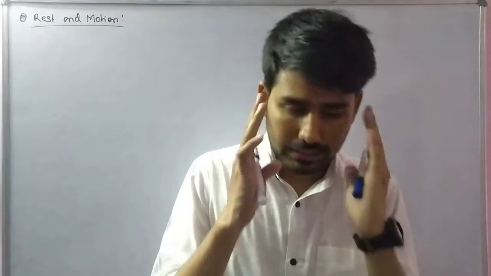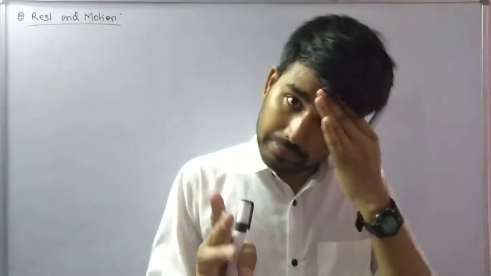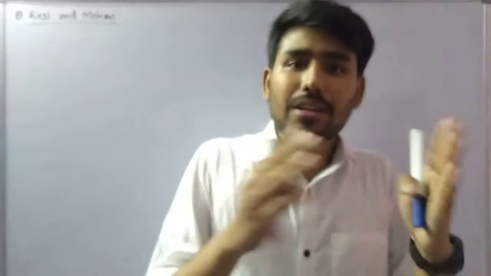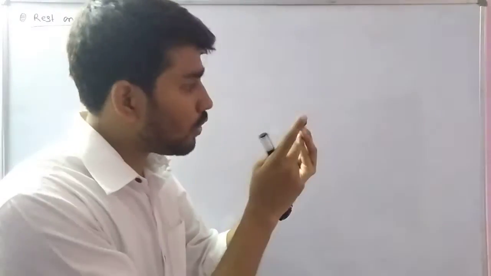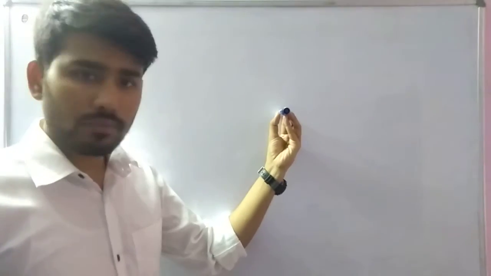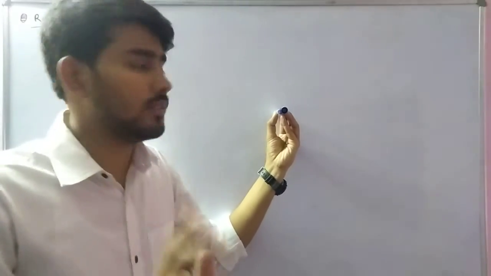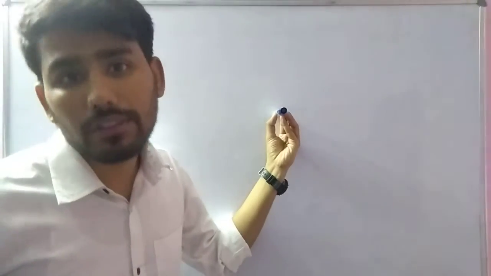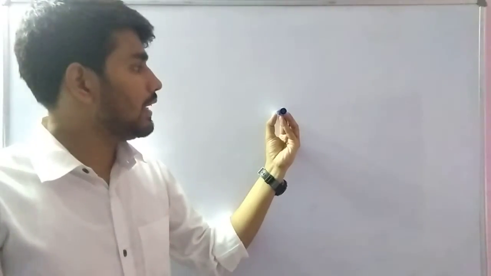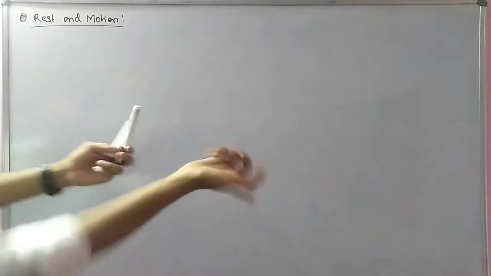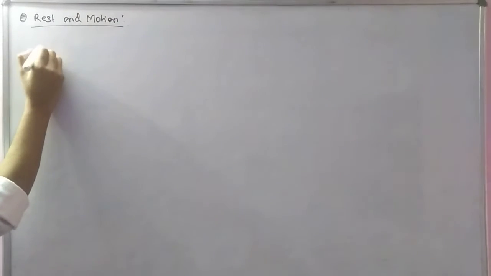Itna clear ho? Is it clear? What do you mean by rest and motion? Just try to understand. If the position of the body with respect to the surrounding does not change, we say the body is at rest. Similarly, if the position of the body changes with respect to time, we say the body is in motion. Is it clear? Chalo, let's write it down. Rest.